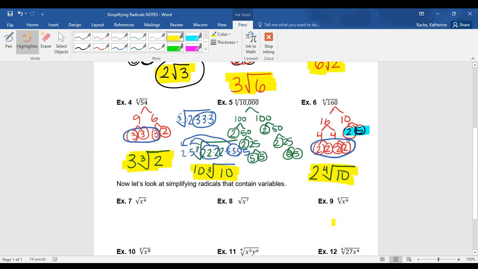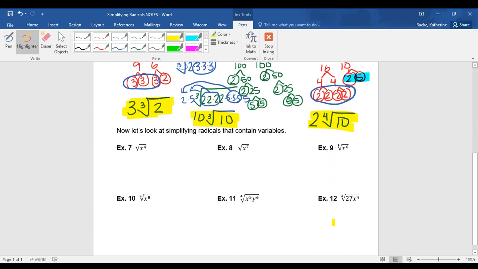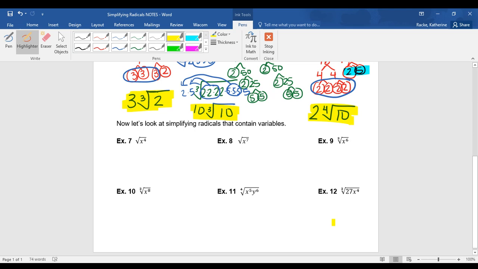Now we're going to talk about variables, okay? So same kind of thing. We're still looking for groups of whatever the radical is. If you look at example 7, it is a square root. So I'm looking for groups of 2. And if you think about how many groups of 2 do you have in x to the 4th? Well, you have 2 groups of 2.